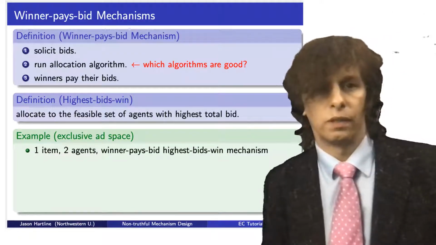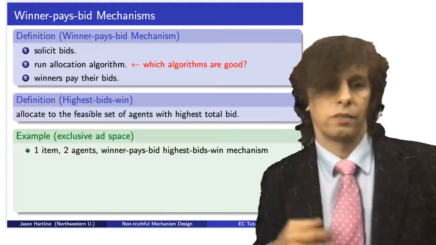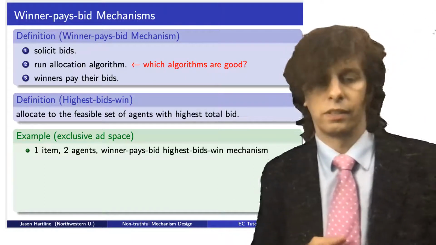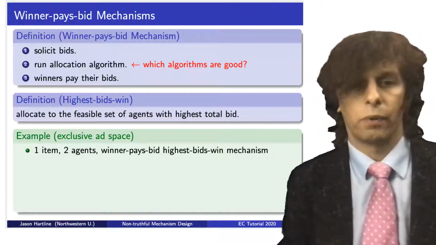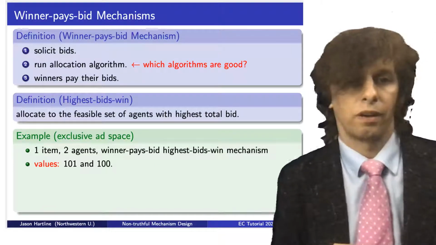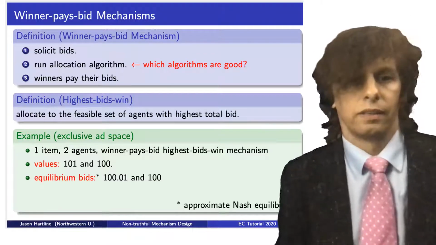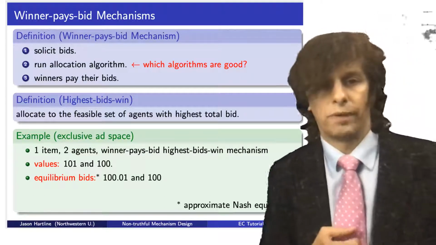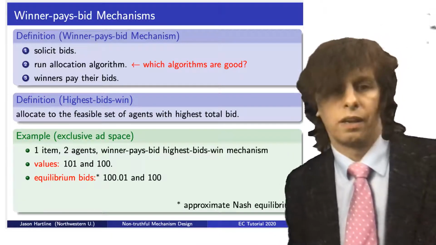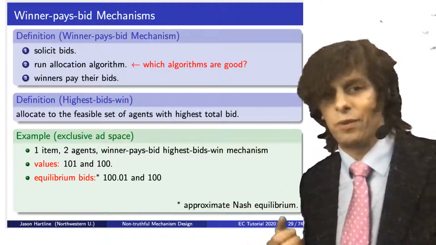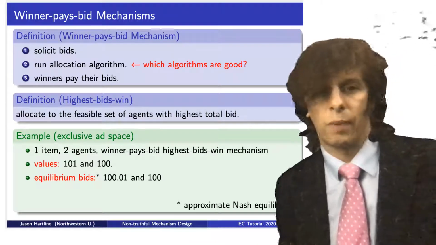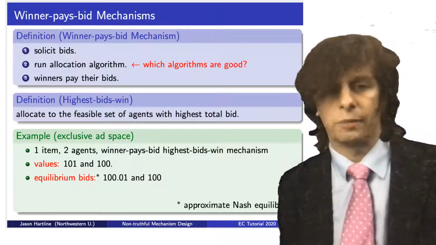Let's look at an example where equilibria might not be great. The first example is just selling an ad space, as you might see on maybe CNN's homepage. Imagine I have one ad space, I have two agents, and I want to use a winner pays bid, highest bid wins mechanism for selling this ad space. Imagine the values are 101 and 100, and imagine these approximate Nash equilibrium bids. The bidder whose value is 101 bids 100 and a penny, and the bidder whose value is 100 just bids 100. These are approximately a Nash equilibrium. The bidder with value 100 can't change to get a higher utility, and the bidder with value 101 could only get at most a penny by optimally deviating, so this is an approximate Nash equilibrium.